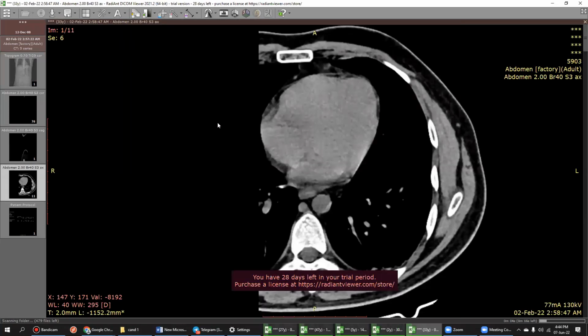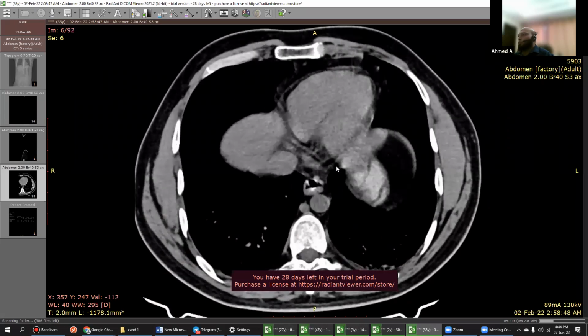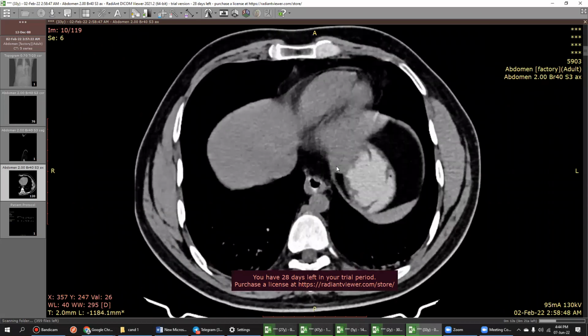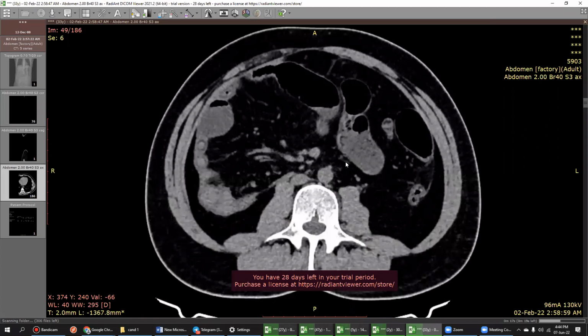Okay, you can scroll. Post-contrast CT scan of the abdomen. I'm just trying to scroll through them. Sorry.